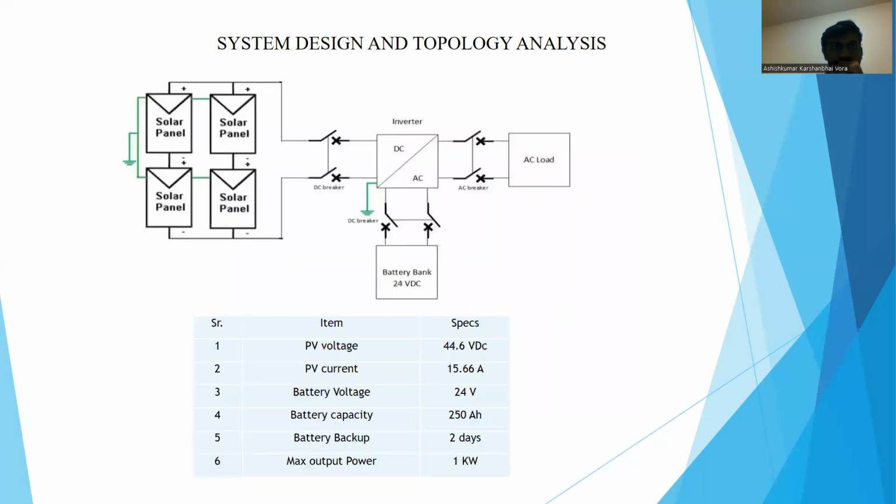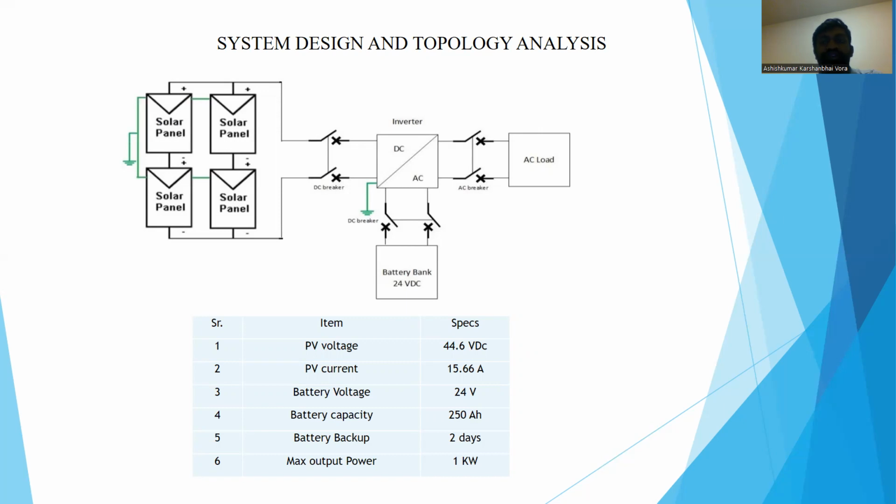And this is the system design and topology analysis. Here you can see different solar panels connected to each other so they can generate more power, and it is connected with the DC breaker, which works like a switch. Then the inverter converts DC to AC, and it's also connected with the AC load.